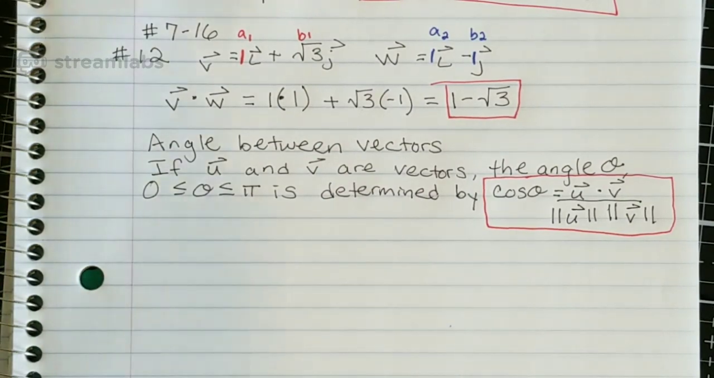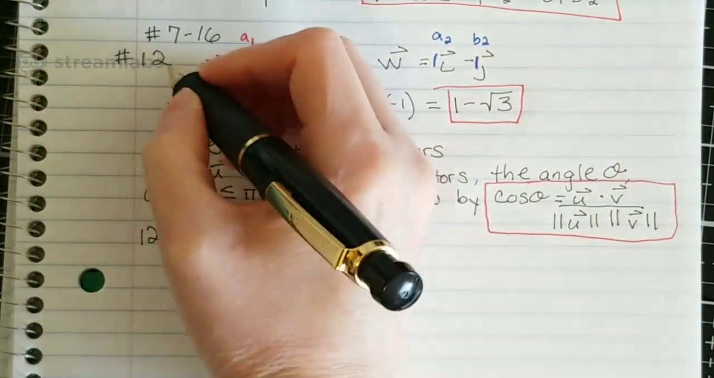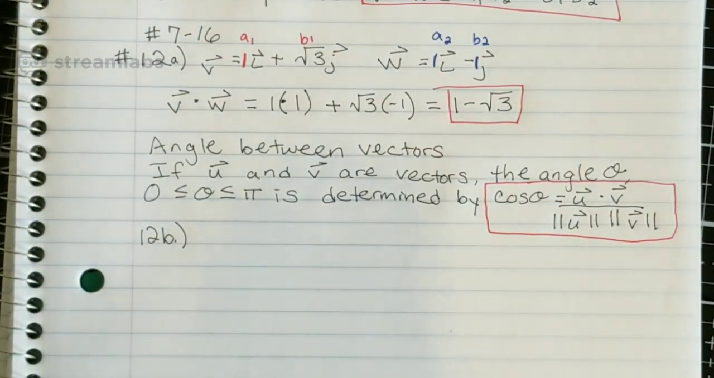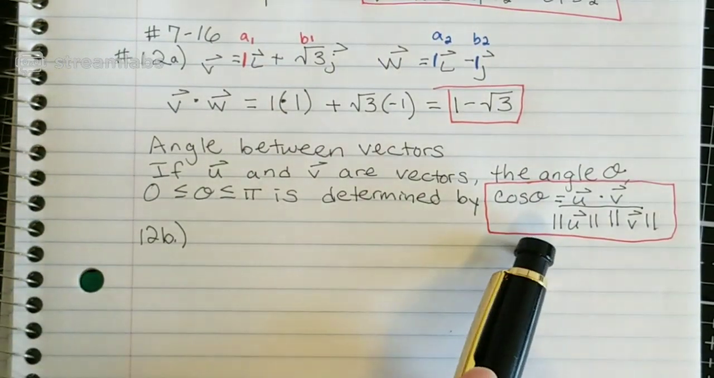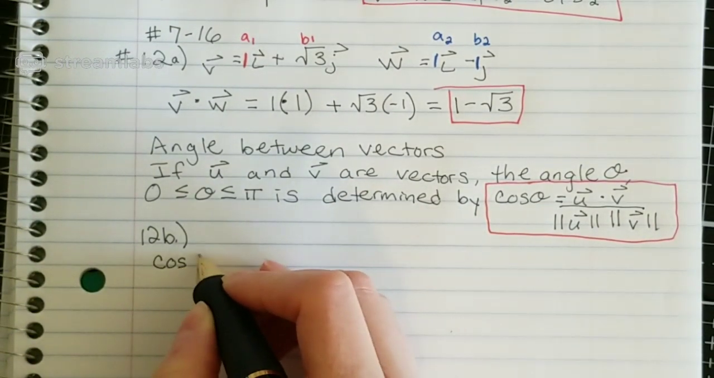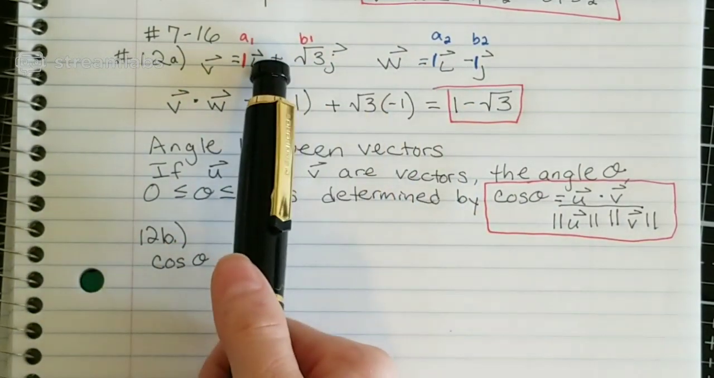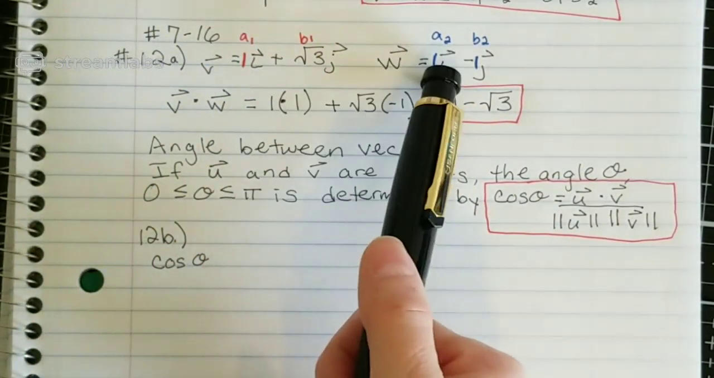Okay, so number 12, part B. So this one up here was part A. So it has 3 parts, I think. So part B says find the angle between v and w. So you're going to start with this formula right here. So the cos of theta, and we're using this exact formula up here. Like these are the v and the w.